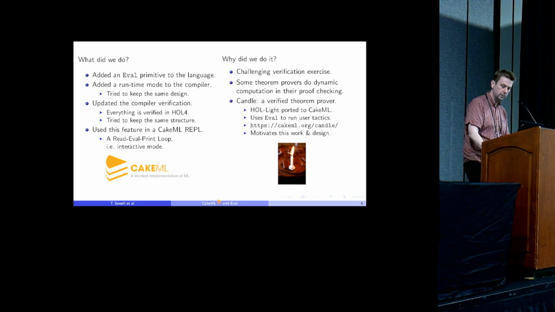So in particular, we're interested in the Candle theorem prover, which is a different project. It's essentially HOL Light ported to CakeML. That uses eval to run user tactics, and it comes with a proof of correctness. It's a theorem prover which is proven down to the binary to only prove true theorems.